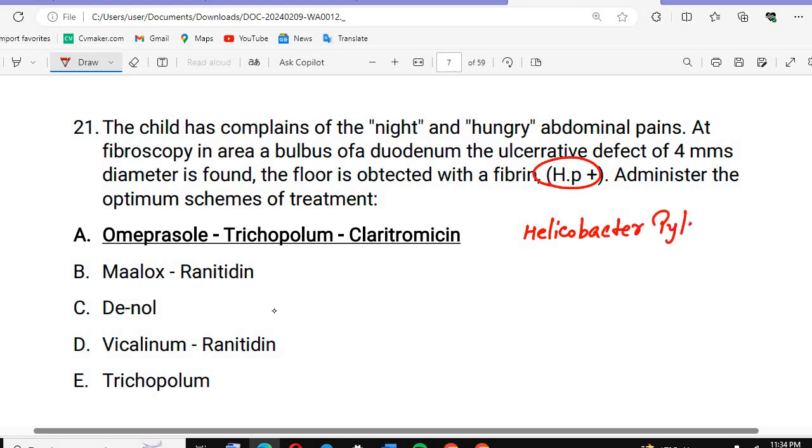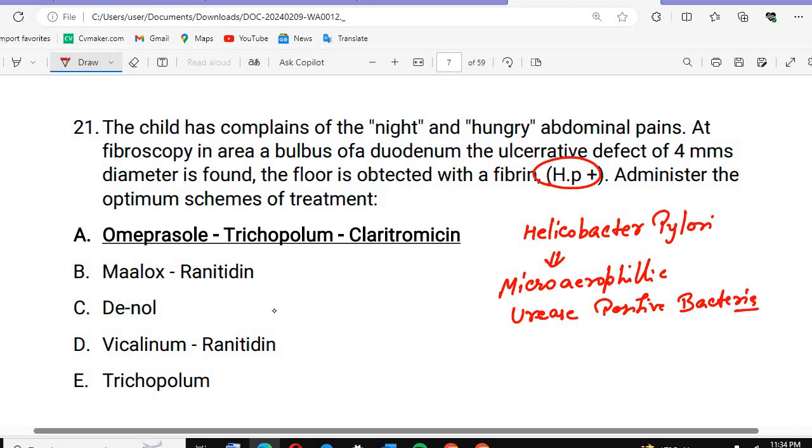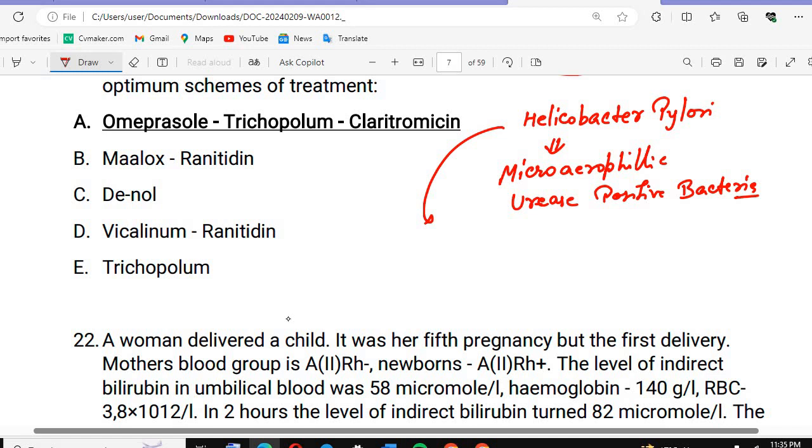triple therapy. Helicobacter pylori grows in microaerophilic conditions, as I just told you when we were talking about metronidazole. So they grow in a microaerophilic environment. Then we studied that it is urease positive bacteria. Remember Helicobacter pylori, they cause gastric ulcers.